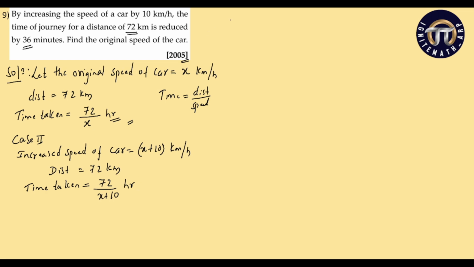Clear, children? So 36 minutes need to be converted to hours. So that is 36 by 60, which is 3 by 5 hour. Since it is kilometer per hour, the time should not be taken in terms of minutes over here. Okay, I need to express it in terms of hours.